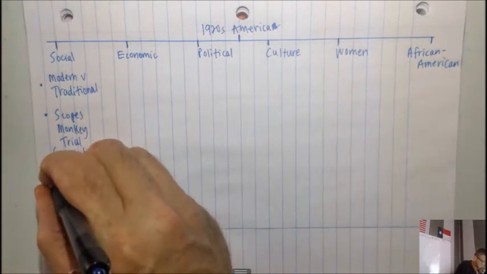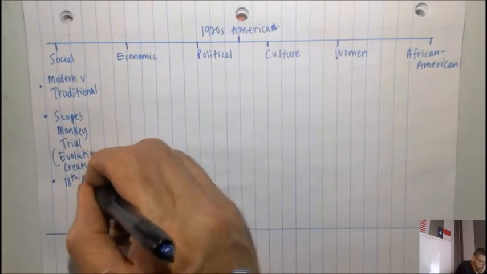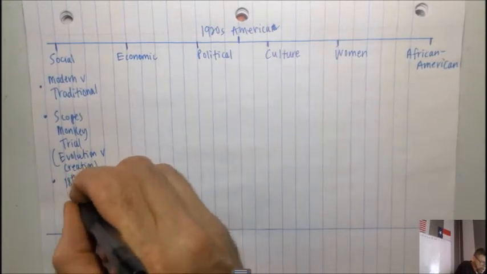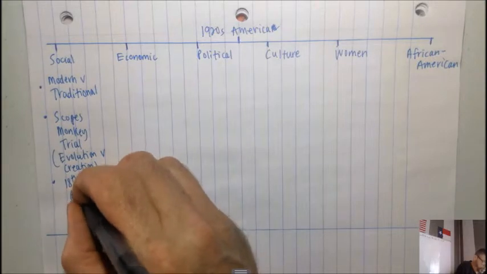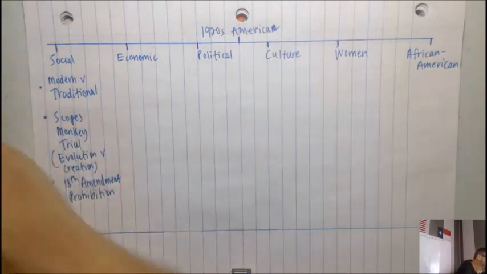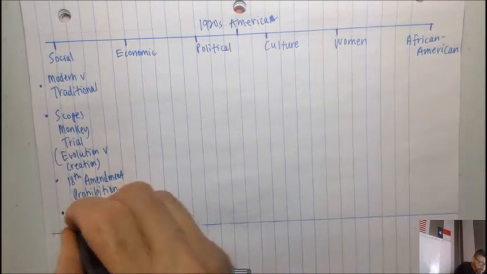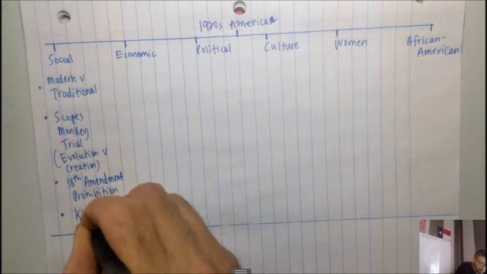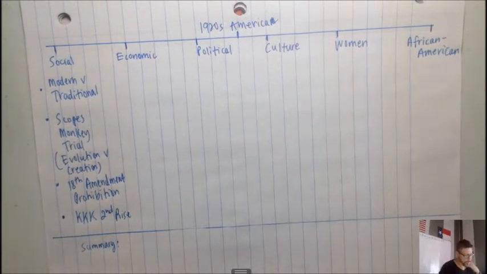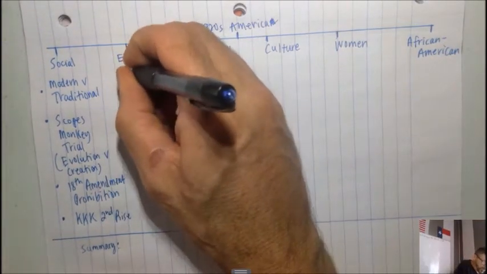The 18th Amendment, prohibition. Outlawing alcohol was a social issue. There were other major issues like the rise of the KKK, which was a big social issue. Okay? All right, so economic, it was boom.